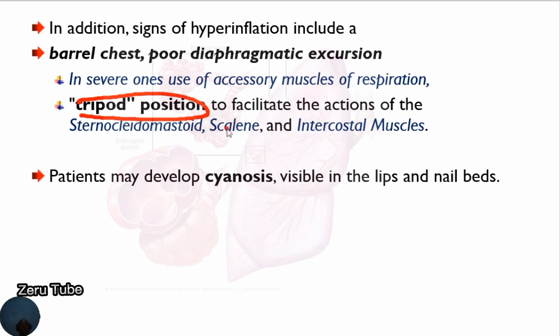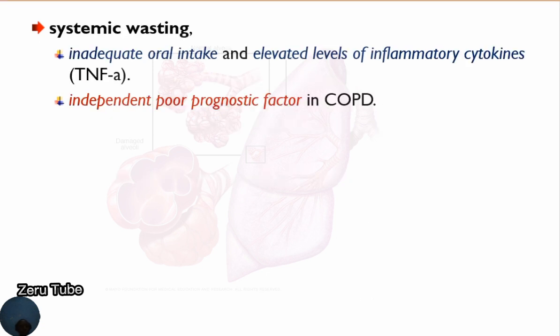In the tripod position the patient facilitates the action of muscles like the sternocleidomastoid, scalenes, and intercostal muscles. These muscles can work adequately in the tripod position, so the patient can get enough oxygen. The patient may develop cyanosis. The other sign we can appreciate is cyanosis, visible in the lips and the nail beds.